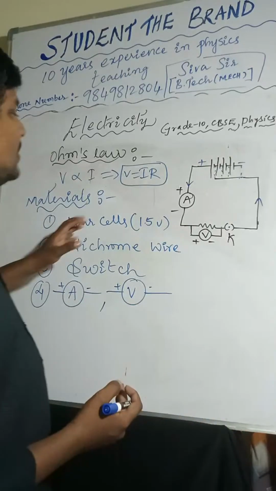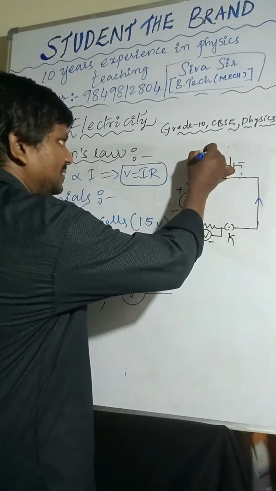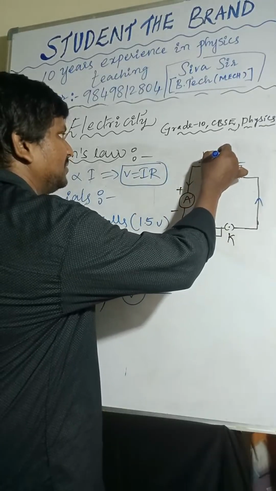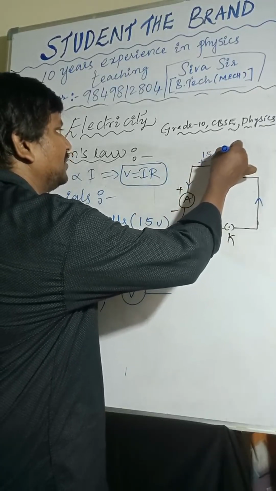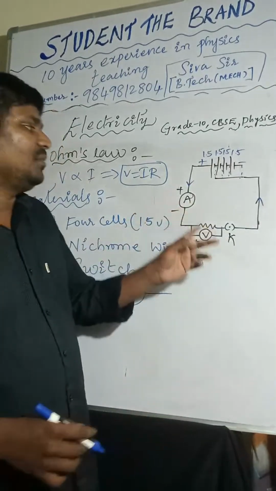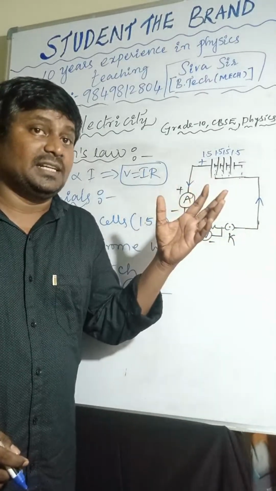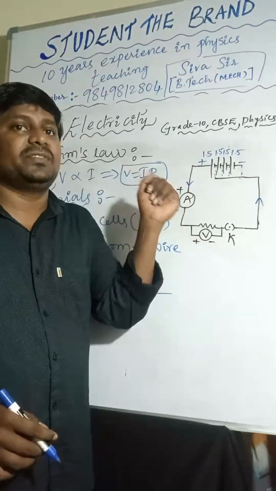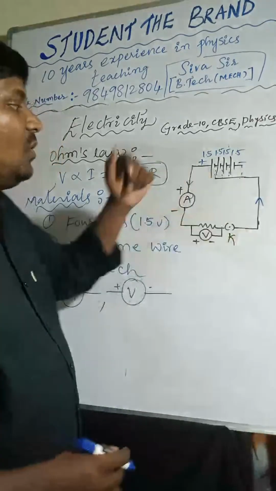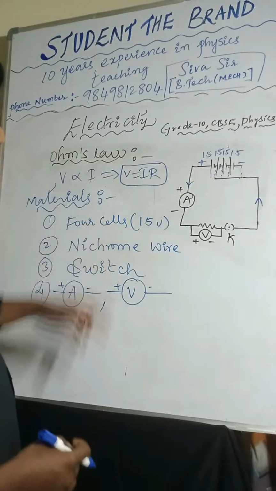Okay, 4 cells, 1.5 volts each. So here I am considering 1.5 volts, 1.5 volts, 1.5 volts, 1.5 volts. Here is the ammeter, voltmeter. Here is a switch. What is the type of switch? Closed switch. So, nichrome wire.